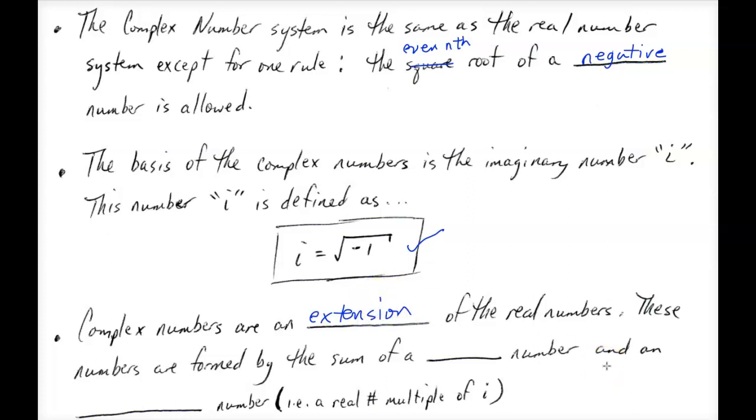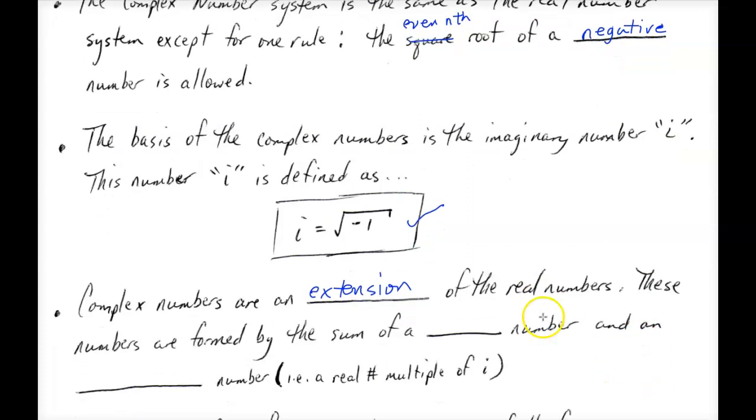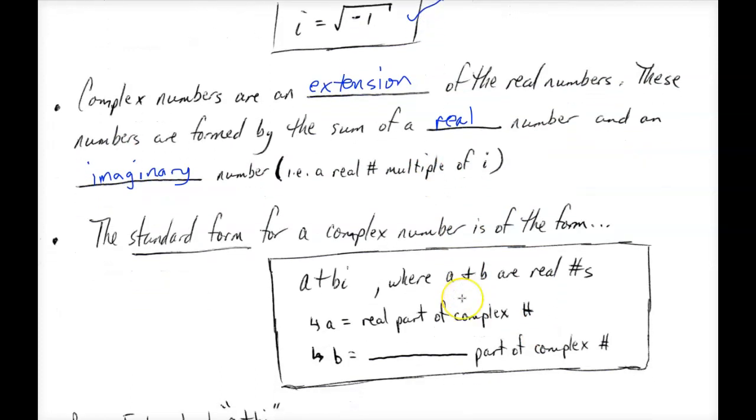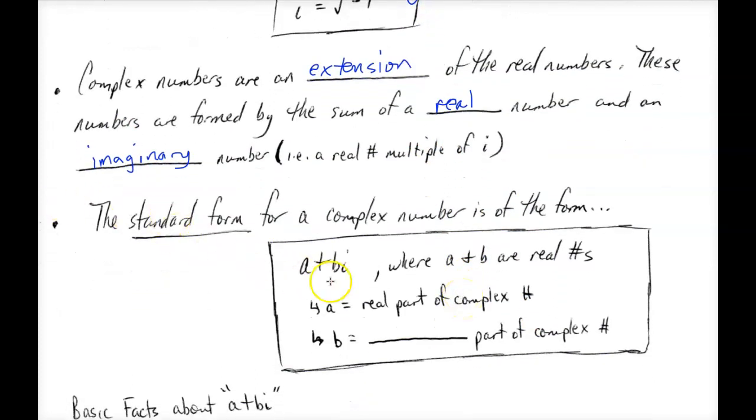And of course, it's an extension because we'll find out here in just a second that these numbers are formed by the sum of a real number as well as an imaginary number. And the way that these numbers look, their standard form, you have a, which is the real number, and you have b times i, which is the imaginary part of the number.